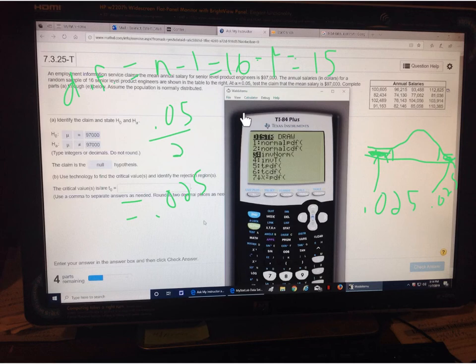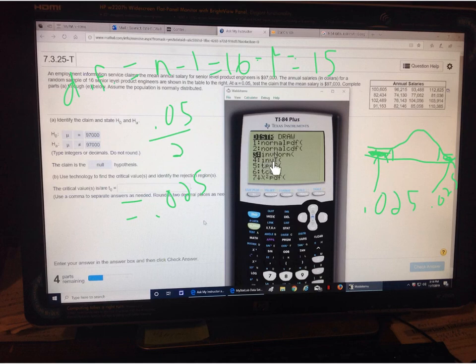And so I've gone in here, I press second, and then distribution. So second and distribution, and this is the list you get. And the one we want is this inverse norm. And so then you go down to number 3 and you click on it, and you have to put in two pieces of information: 0.025 and the degrees of freedom.